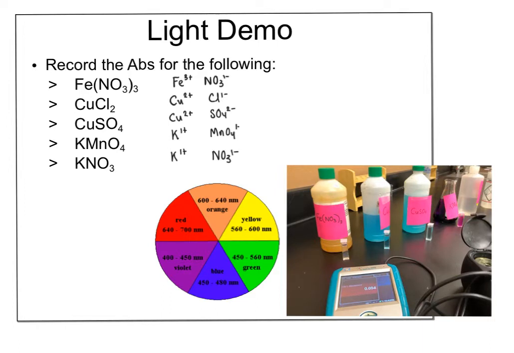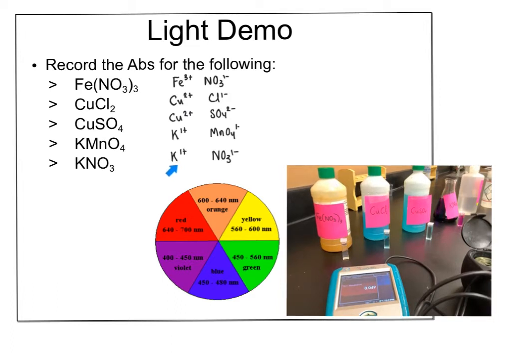The coppers. Both of these were blue in color and we were able to get absorbance. So that's a pretty clear sign to me that the blue color was coming from the Cu2+, not from the chloride or the sulfate. How about, well, I'm guessing because we saw nitrate and nitrate that nitrate is clear. So on this one, the orangey color must be from the iron. So far, iron 3+, copper 2+, copper 2+ are producing the colors.